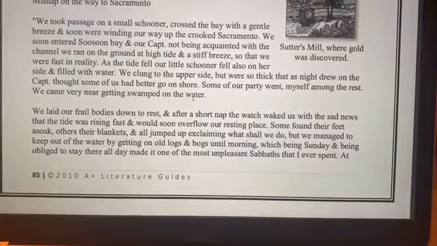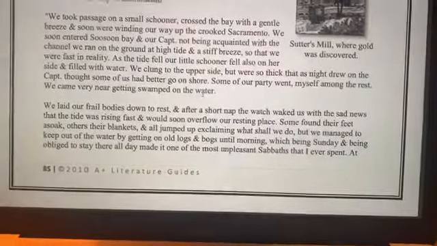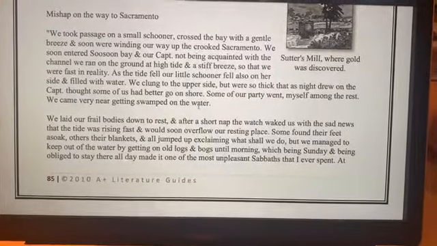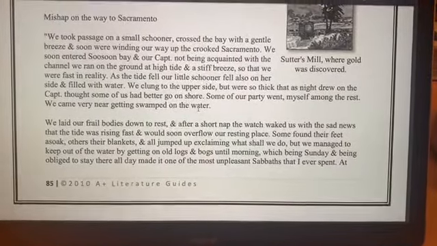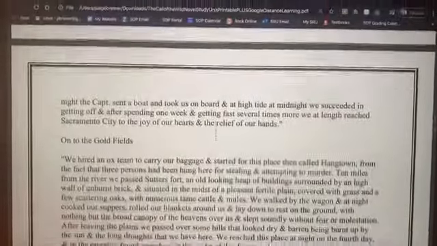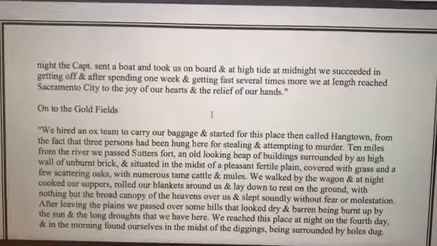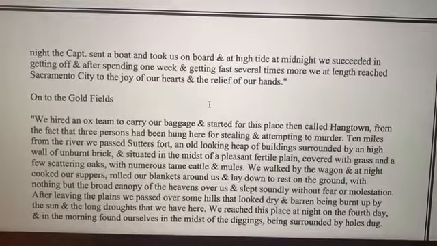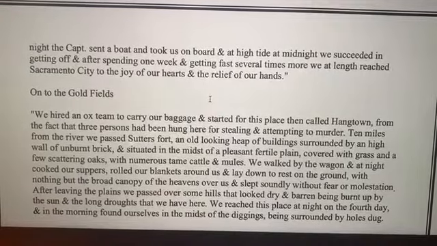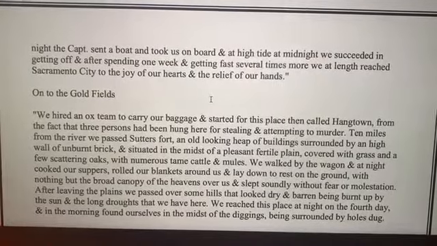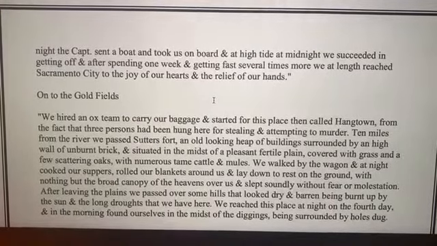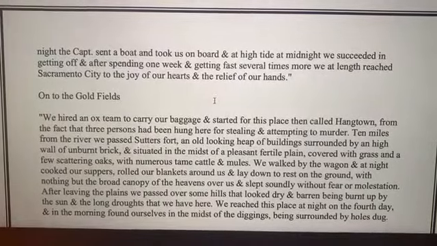But we managed to keep out of the water by getting on old logs and bogs until the morning, which being Sunday and being obliged to stay there all day made it one of the most unpleasant Sabbaths I've ever spent. At night, the captain sent a boat and took us aboard at high tide at midnight. We succeeded in getting off, and after spending 1 week and getting fast several times more, we at length reached Sacramento City, to the joy of our hearts and relief of our hands.